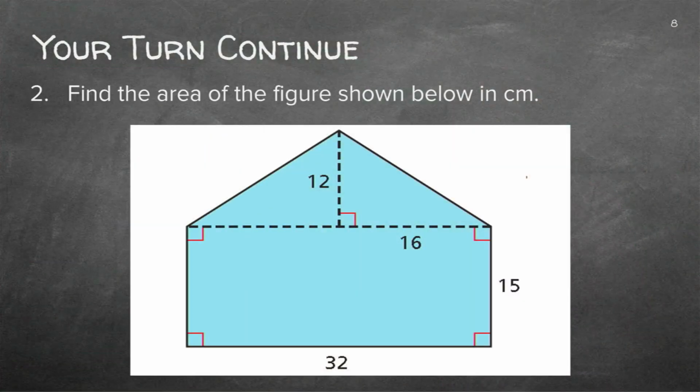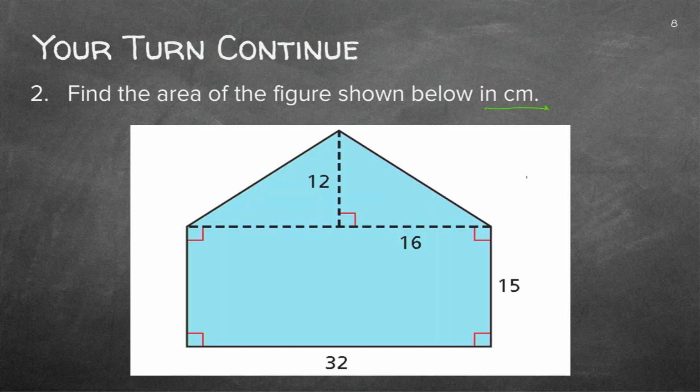Here they've given us a rectangle and 2 triangles. Just make sure it's in centimeters. All the units will be in centimeters. And we've got 32 times 15. But here we've got a 16 and a 12. But remember, it's a 16 and a 12 times 2. So let's see how you do on this one, and then I'll see you after you've tried it yourself.